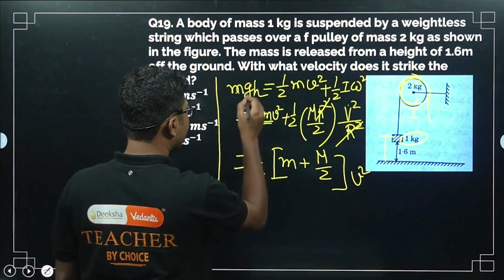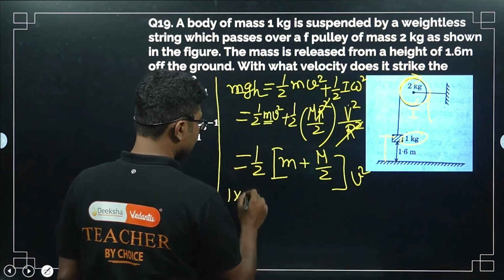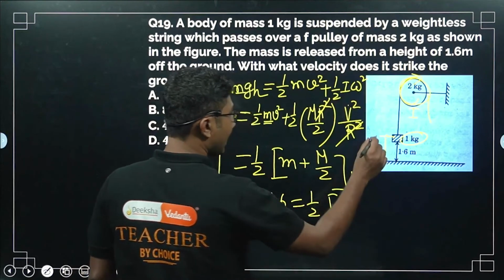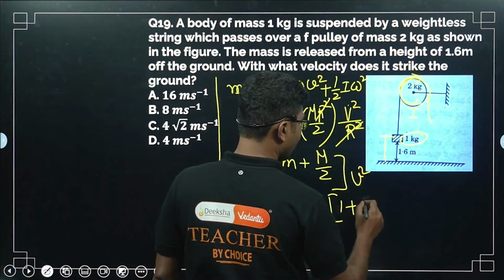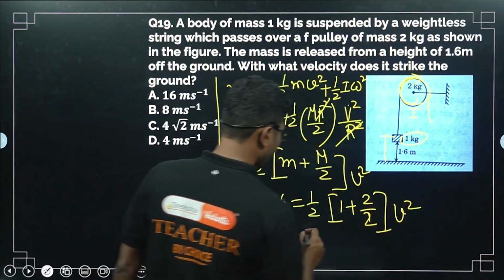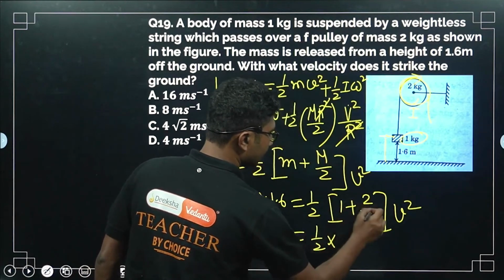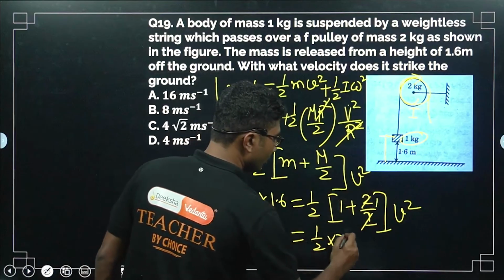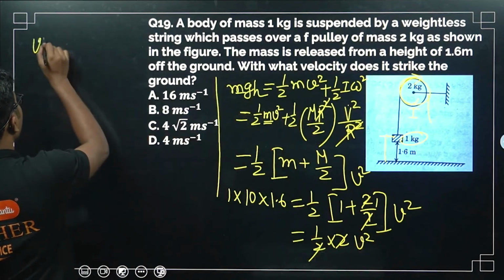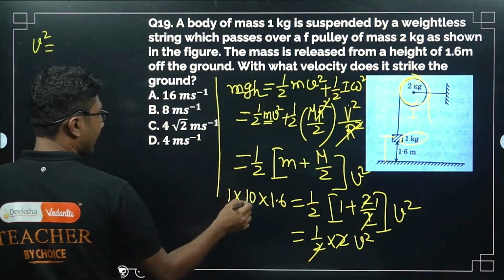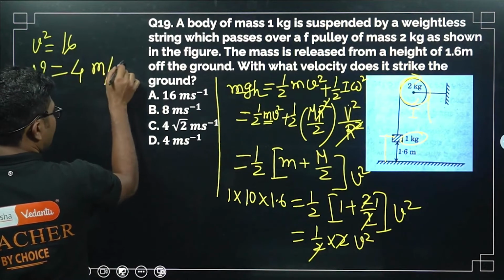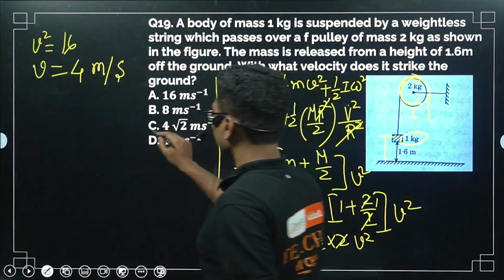Now what is m? This m is the small one, 1 kg. g is 10, h is 1.6, equals half times this m, which is 1 kg, plus this 2 kg, so 2 by 2, times v square, which we don't know. So if you calculate, half cancels, 1 plus 1 is 2, 2 cancels, this is again 1. So v square equals 10 times 1.6, that is 16. So v equals 4 meter per second. So the correct answer is D.